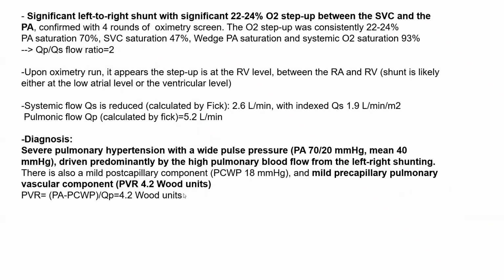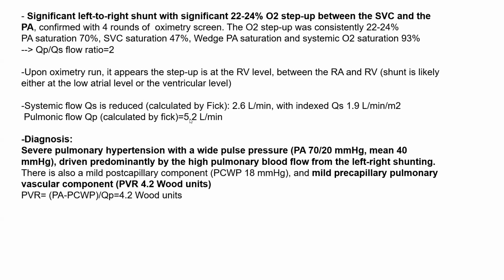And this is the bottom line of our findings. So the patient had significant left to right shunt with significant 22 to 24% O2 step up between the SVC and the PA, confirmed with 4 rounds of oximetry runs. The wedge PA saturation and systemic O2 saturation are 93%. The QP-QS flow ratio is equal to 2. The systemic QS flow that we calculated using the Fick in absolute value is 2.6 liters per minute. It's very low with an index QS of 1.9. The pulmonic QP flow is 5.2 liters per minute.